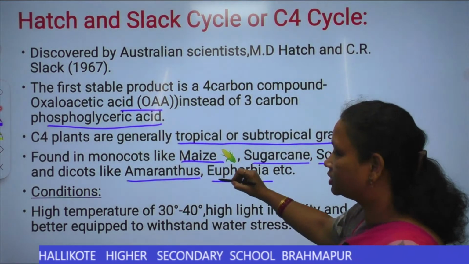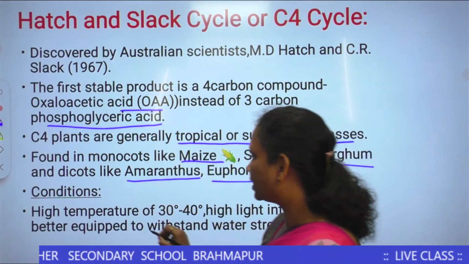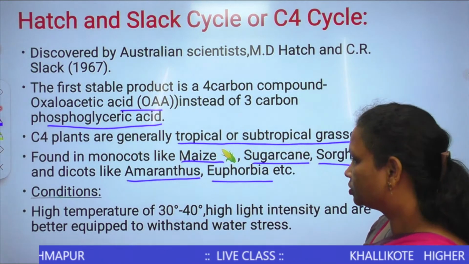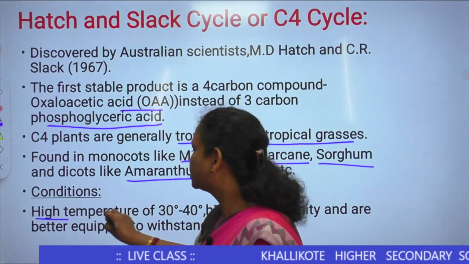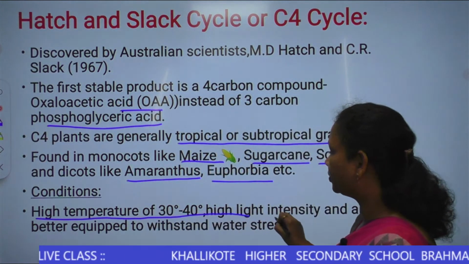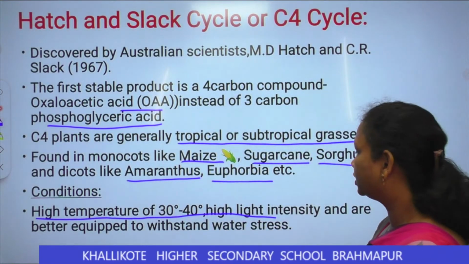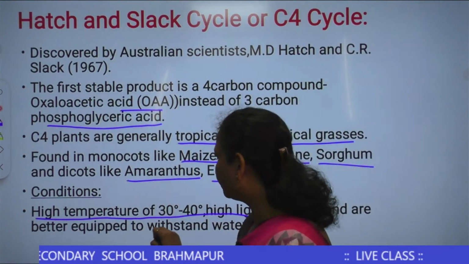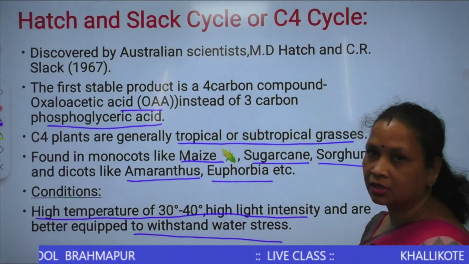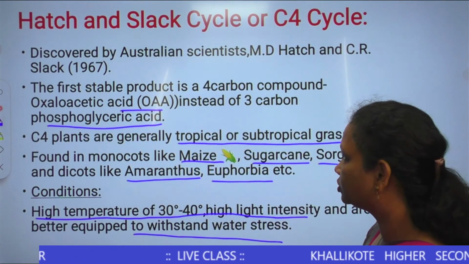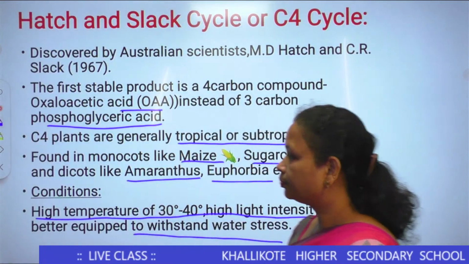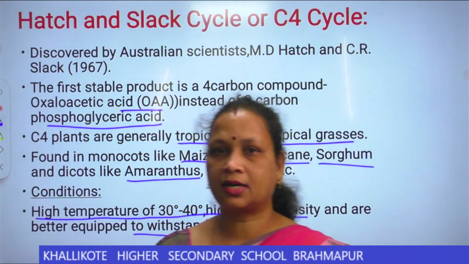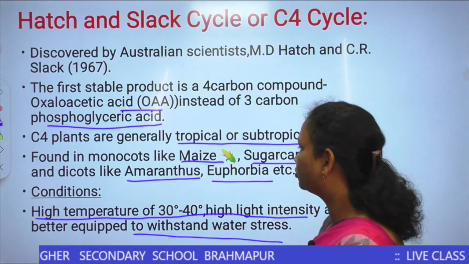What is the condition where the plant has adapted itself to the Hatch and Slack cycle, or the C4 cycle? Basically, these plants can photosynthesize at a temperature of 30 to 40 degrees Celsius, in high light intensity, and are better equipped to withstand water stress. These are the basic characteristic features of the Hatch and Slack cycle. How does it operate? What are the changes that occur in the plant to carry out the C4 cycle?